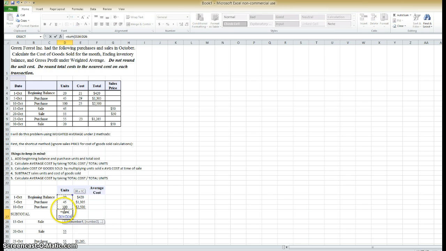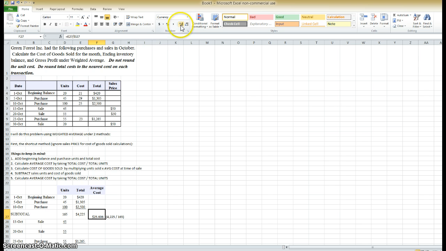So if we add our units together and we add our total cost, we can get an average cost by taking the 4,225 and dividing it by 165. And we get 25.61.